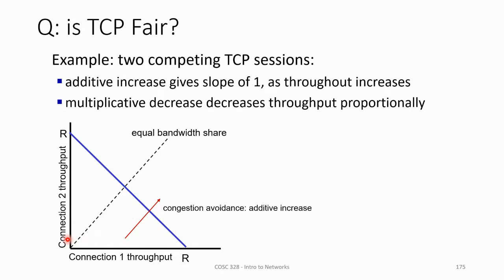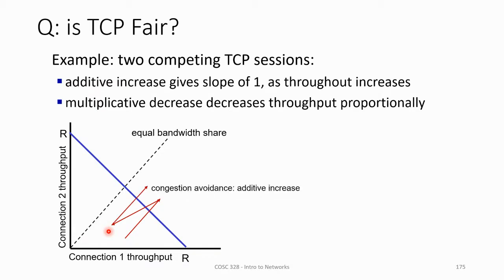So both of them increase their congestion window until they pass this R, and then a loss happens. When a loss happens, they have to decrease their window by a factor of 2. So they decrease it, and then the throughput for both of them would be a little bit smaller. Then again they increase it and they decrease it and so on, until both of them reach this fairness, this equal bandwidth share.